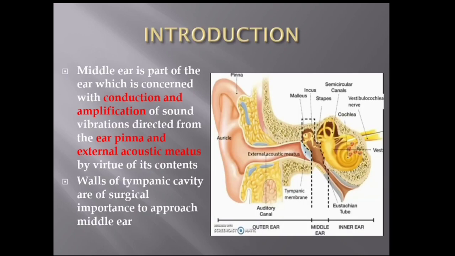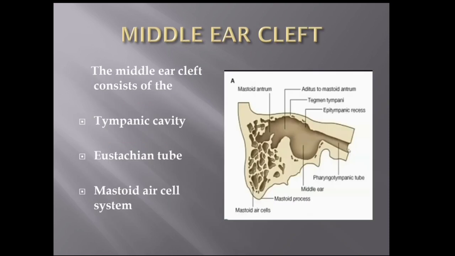Now, some details about middle ear. Middle ear is the part of ear concerned with conduction and amplification of sound vibrations directed from the ear pinna and external acoustic meatus by virtue of its contents. Walls of tympanic cavity are of surgical importance to approach the middle ear. The middle ear cleft consists of tympanic cavity, eustachian tube, and mastoid air cells.